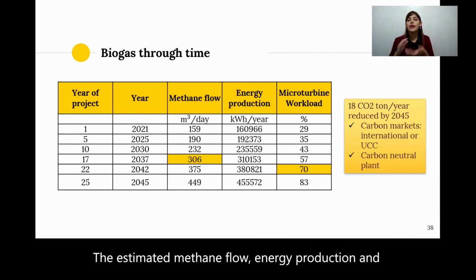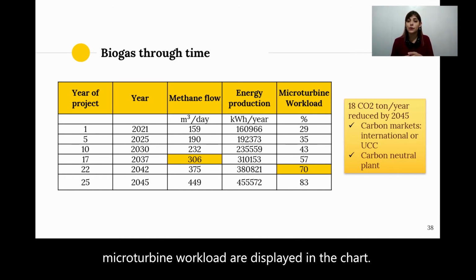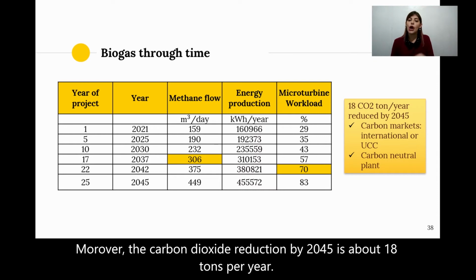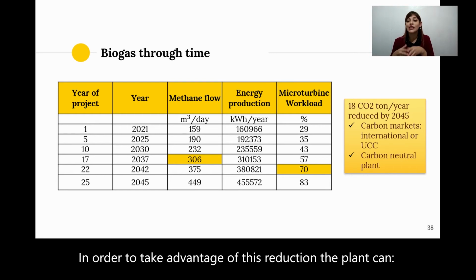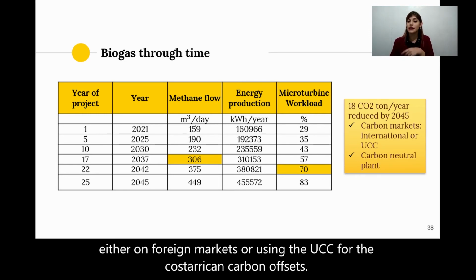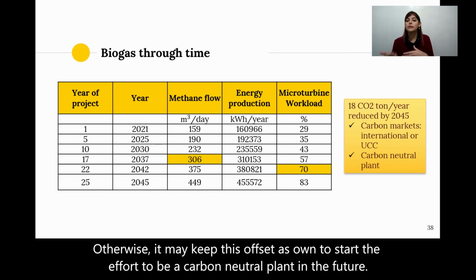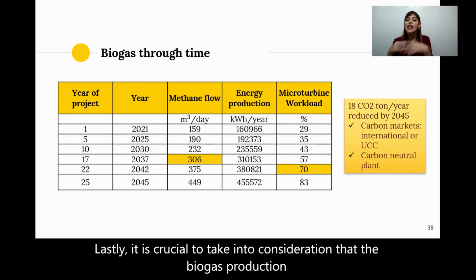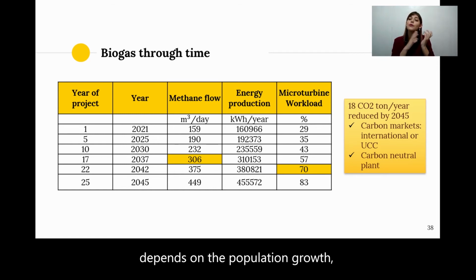The estimated methane flow, energy production, and microturbine workload are displayed in the chart. Moreover, the carbon dioxide reduction by 2045 is about 18 tons per year. In order to take advantage of this reduction, the plant can participate in the carbon markets to sell this carbon offset, either on foreign markets or using the UCC for the Costa Rican carbon offsets. Otherwise, it may keep this offset as its own to start the effort to be a carbon neutral plant in the future. Lastly, it is crucial to take into consideration that the biogas production depends on the population growth.